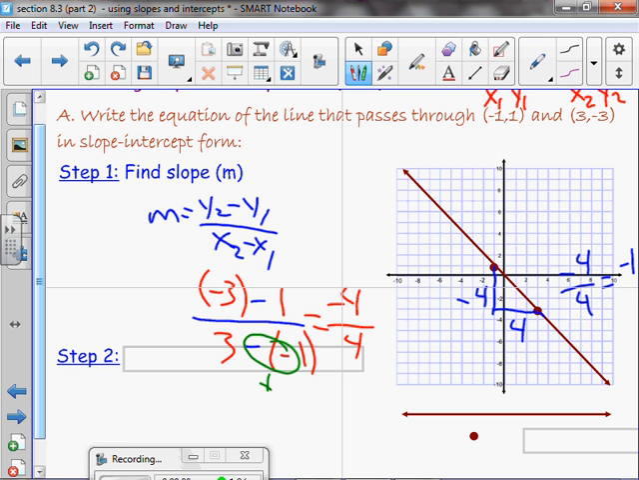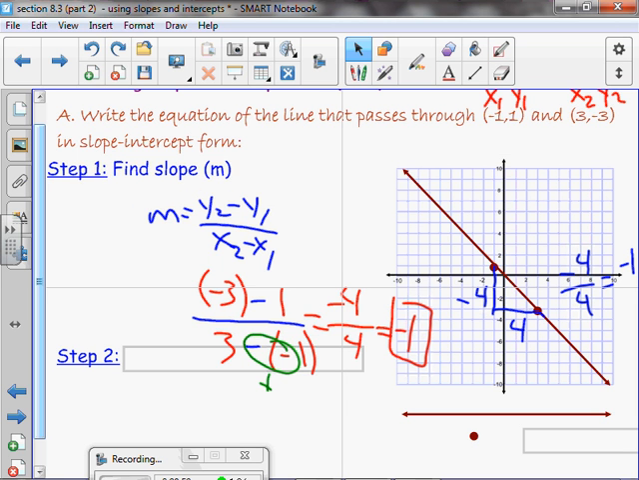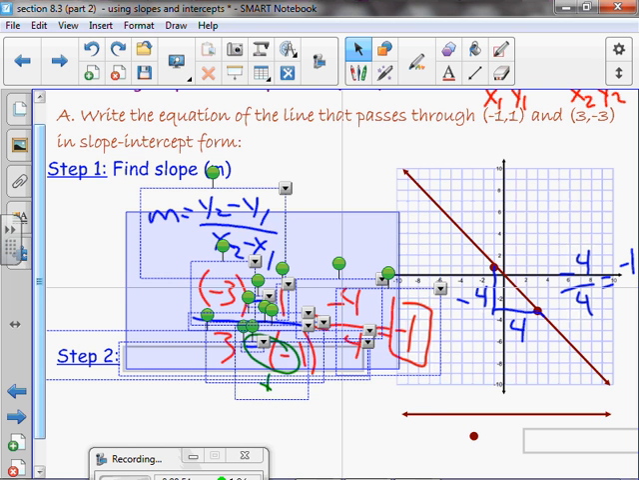Negative 4 over 4, which once again is negative 1. My slope is negative 1 no matter which way I do it. That should make a lot of sense. Otherwise, one of the ways of finding it would be wrong if you did not get the same thing every time. Okay.